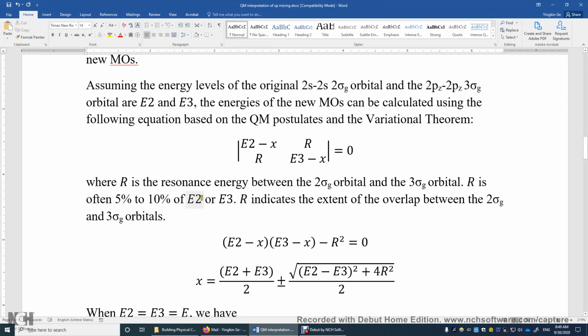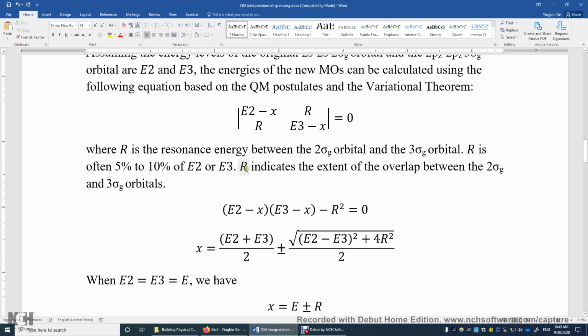However, if this MO and this MO have different symmetry about the bonding axis, then R is just absolutely 0. There's no interaction. R is also proportional to the overlap between the two interacting orbitals. So in this case, we are looking at this 2 sigma g and 3 sigma g. R just tells us how much these two overlap. If they overlap significantly, R is big. If 2 sigma g and 3 sigma g overlap just by a little bit, then R is negligible.